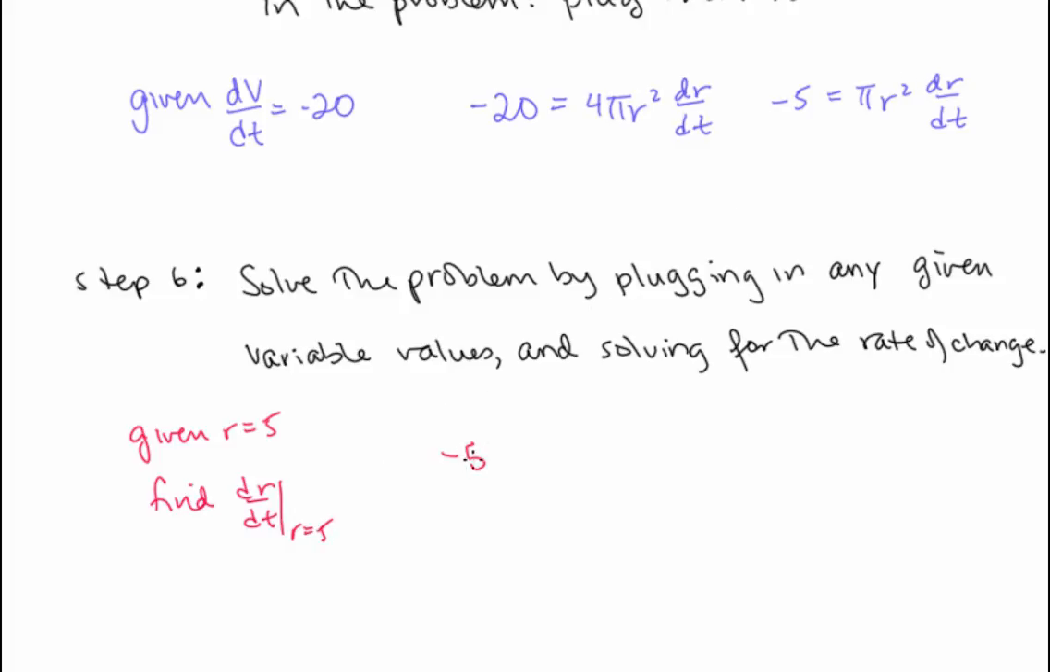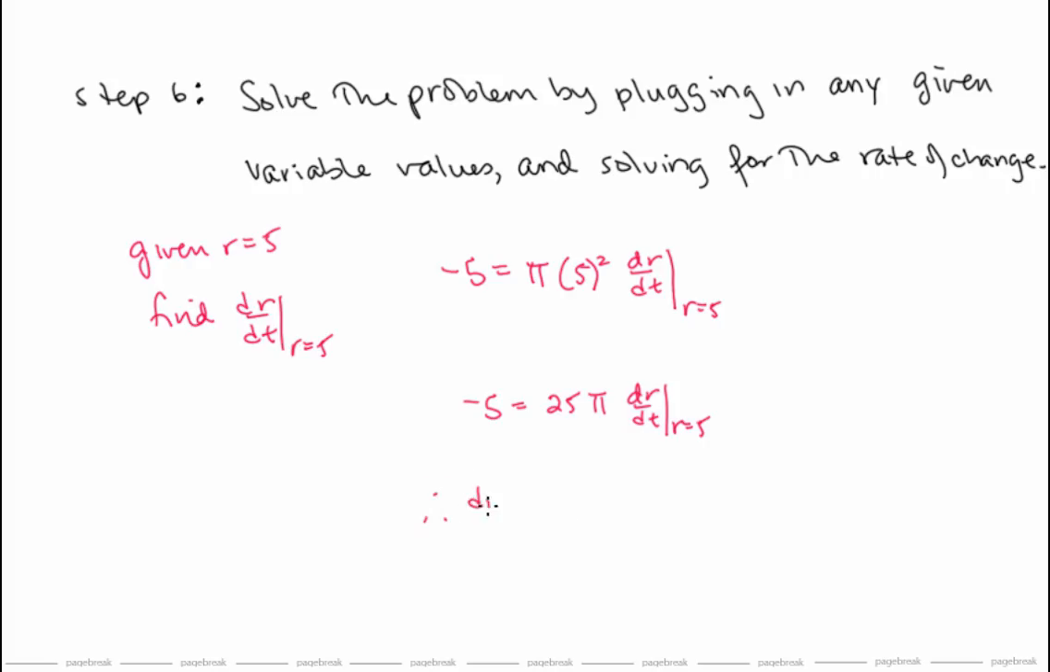So now let's go here. We have negative 5 equals pi times 5 squared dr/dt. And now since we've already plugged in r equals 5, I'm going to put my evaluation bar here saying that this evaluation of dr/dt is when r is equal to 5. So we have negative 5 is equal to 25 pi dr/dt at r equals 5. And so dr/dt at r equals 5 is equal to, dividing both sides now by 25 pi, negative 1 over 5 pi. And what are the units here? We're talking about units of radius over units of time.